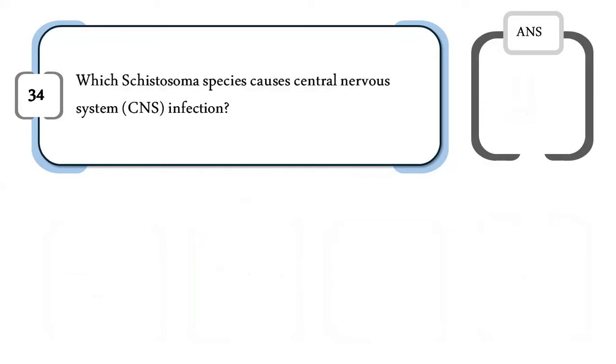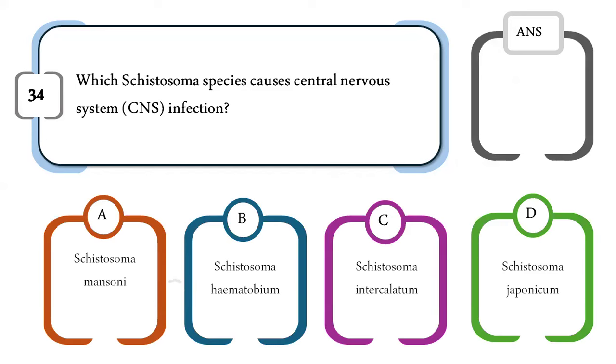Next question, which Schistosoma species causes central nervous system infection, CNS infection? Option A, Schistosoma mansoni. Option B, Schistosoma haematobium. Option C, Schistosoma intercalatum. Option D, Schistosoma japonicum. Here the right answer is option D, Schistosoma japonicum. It causes central nervous system infection, such as neuroschistosomiasis.